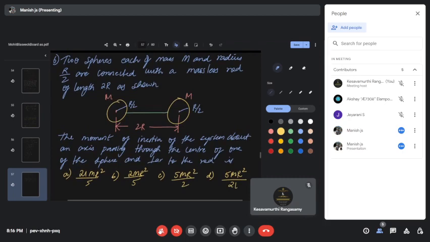So there's a question. The question consists of a system of two spheres having radius r upon 2, connected using a massless rod having a length of 2r. They're asking you what is the moment of inertia of the system about the axis passing through the center of one of the spheres. Given that condition, just try this question. Try to visualize it, draw the figure along with the axis of rotation, so that you can have an idea of how to proceed.